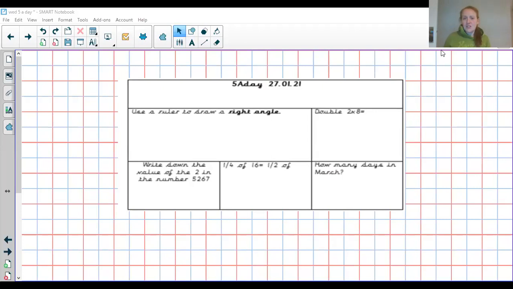So let's get started with a quick 5 a day. You've got it saved in your OneDrive. I have got it up on my notepad here. Here it is, 5 a day. It's got today's date. There are your questions.